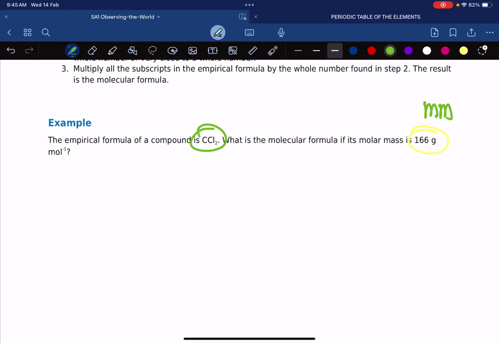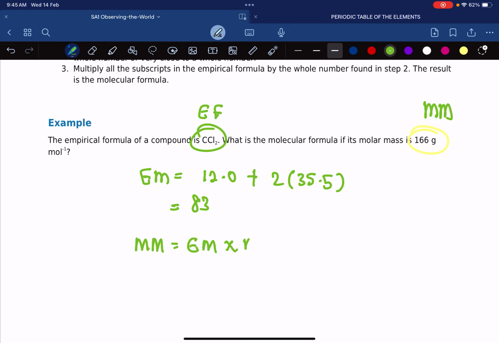So this one is the empirical formula. The empirical mass will be: carbon is 12, there are 2 chlorines, and each chlorine is 35.5. You can look at the periodic table. You get 71 plus 12, which is 83. So now we have the empirical mass. Molecular mass equals empirical mass times n. So 166 equals 83 times n, so n becomes 2.